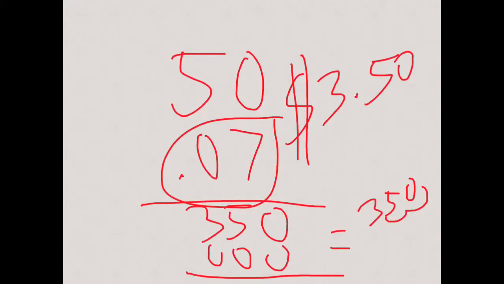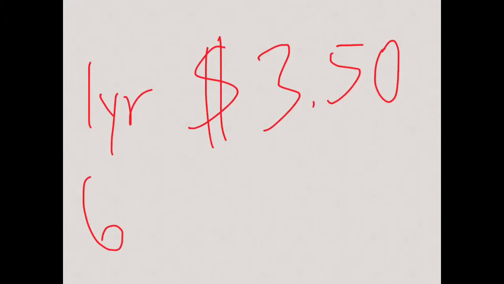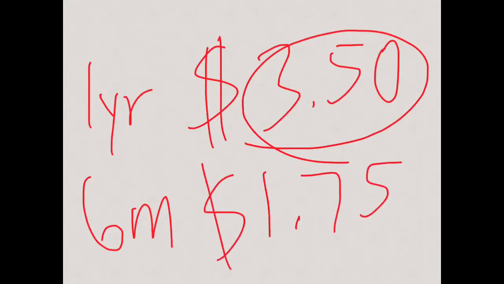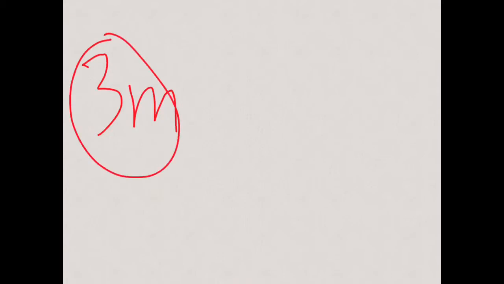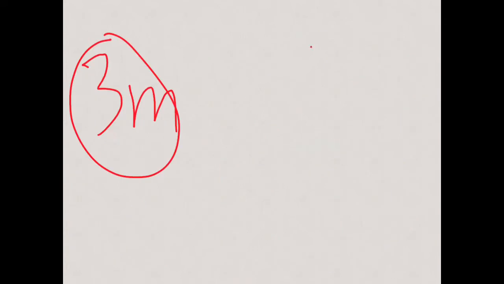Now, if it's asked, okay, well, how much do you pay in 6 months, or 3 months? That's where we have to put in a little more thinking. Let's say you paid the $3.50 for 1 year. Well, 6 months is half of a year, so half of this is $1.75. Well, what if you only paid in 3 months? Then that's half of 6 months. Sorry, 3 months is half of 6 months. So what is half of $1.75? That would be about 87 cents.